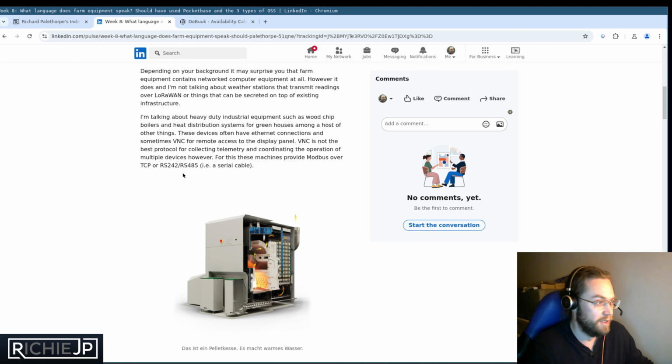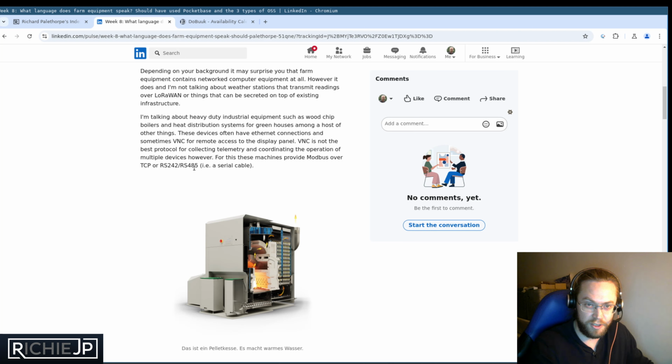I mean, it's actually what OpenQA does when we're testing. A company like SUSE that's making OpenQA uses that to automate the operating system installation. If you're not familiar, SUSE makes a Linux distribution. So you can do that with VNC, but ideally you want something more like Modbus over TCP, which is what these machines have.